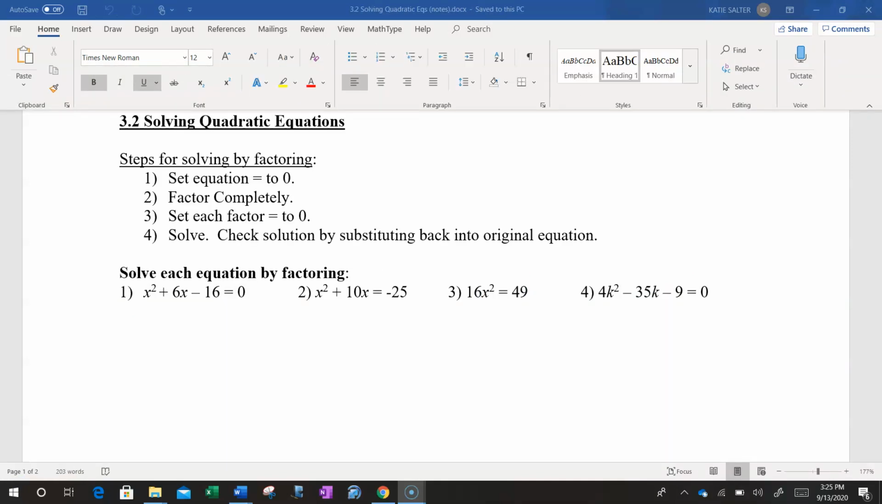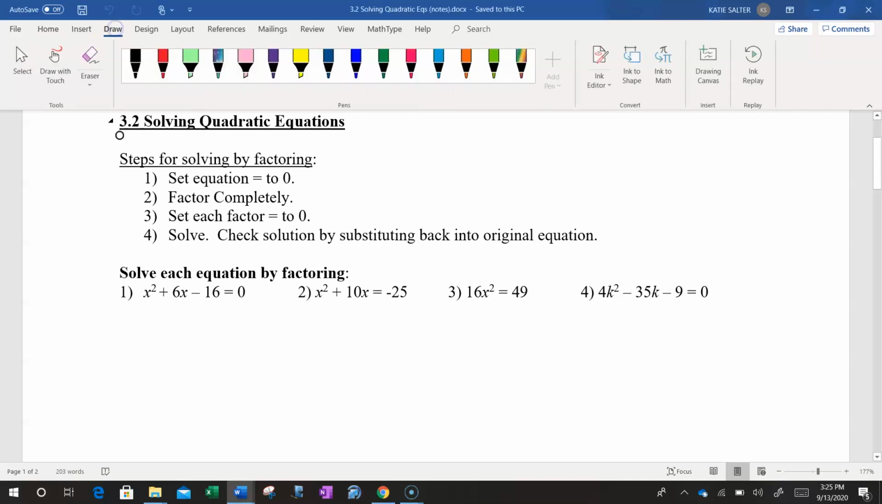Solving a quadratic equation by factoring is a quick, easy way to solve a quadratic equation, but it only works when we have real roots, and most of the time real rational roots. So the first step in solving by factoring is to set our equation equal to 0. The second step is to factor completely. So that's where you're going to have to think, am I factoring a binomial, a trinomial, or 4 terms?